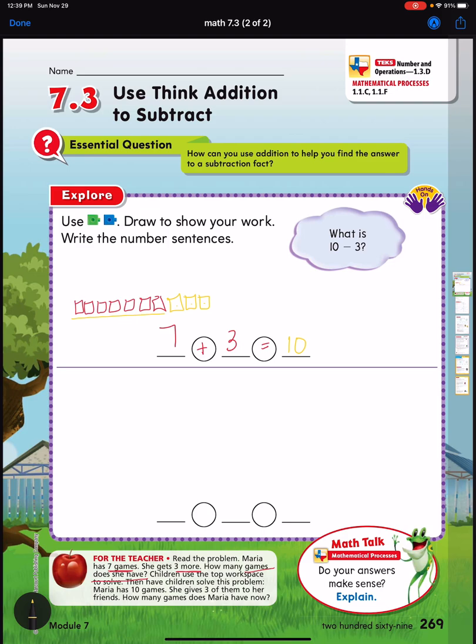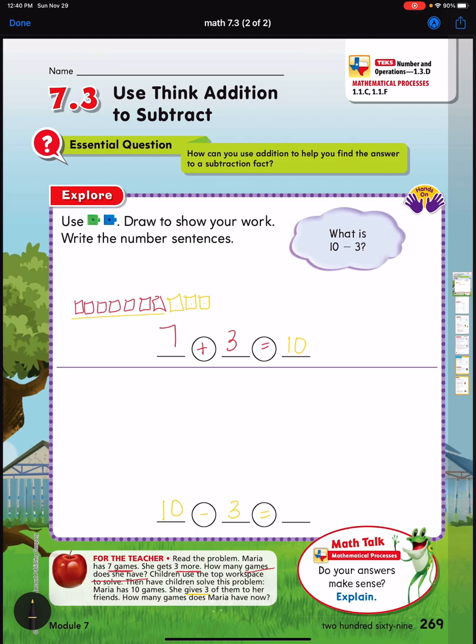Maria has 10 games. She gives 3 of them to her friends. How many games does Maria have now? She had 10 games, and she gave away 3 of them. When they say gave away, that tells me it's subtraction. She's subtracting those 3 from the 10 that she had.